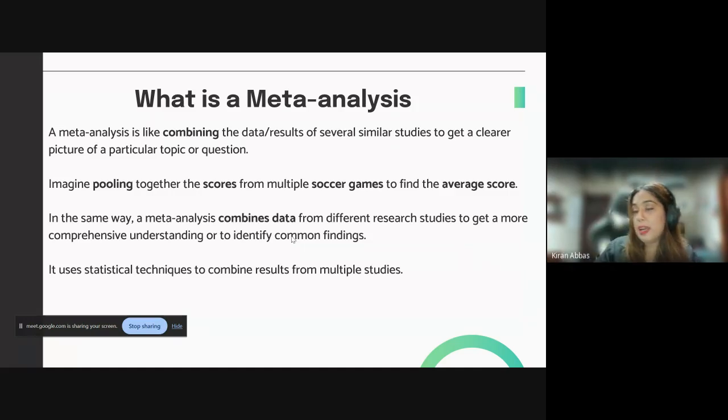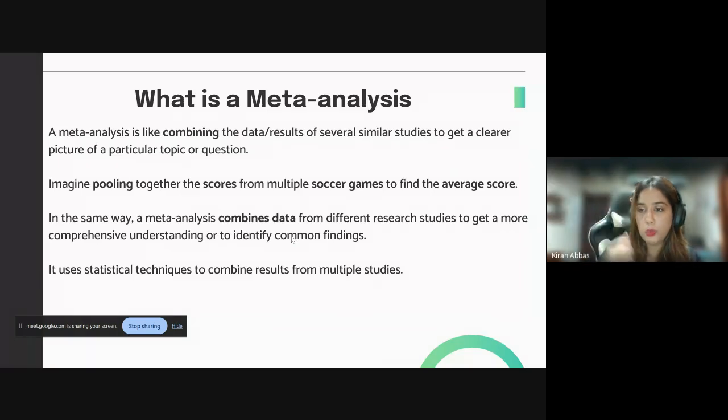So to understand a meta-analysis, it's important to understand one thing. Now be very attentive when I say this: without a systematic review, you cannot conduct a meta-analysis. Without conducting a systematic review first, you cannot conduct a meta-analysis, because meta-analysis is a subset of systematic review.